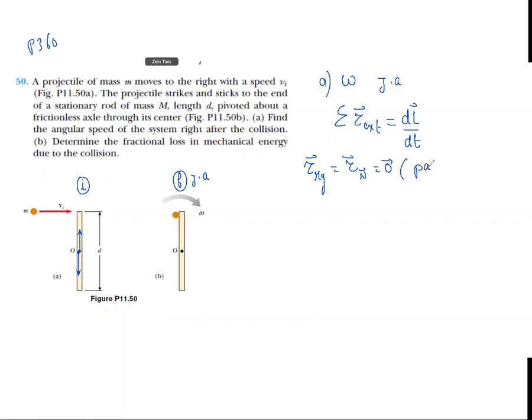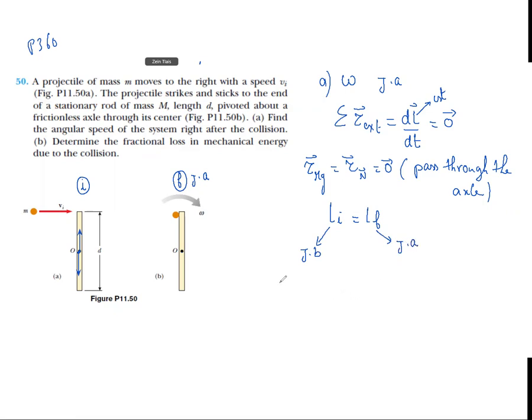So we can say here they pass through the axle. In this case, the summation of tau equals 0. So L must be constant. L constant means L initial must equal L final. L initial is just before the collision. L final is just after the collision.